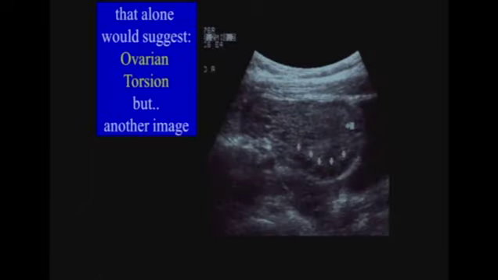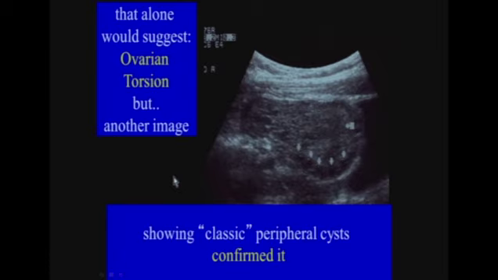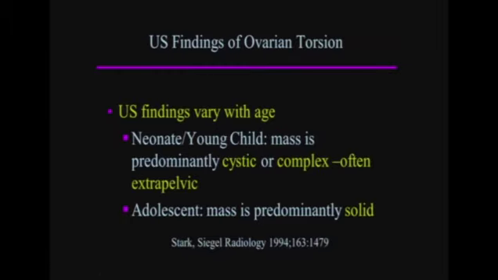It is morphology and not Doppler that is the leading aid in analyzing ovarian torsion. But we looked, and I've pointed out in arrows all these peripheral cysts in this kid with an ovarian torsion. And the classic peripheral cyst confirmed it, and surgery confirmed it.